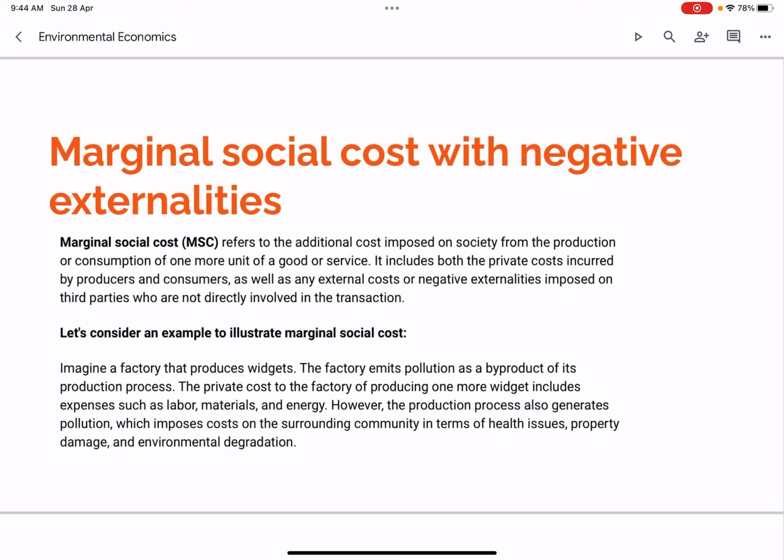However, we know that this production process would also generate pollution, which would impose a cost on the surroundings. So it is not enough for us to simply talk about the private cost. It has to be both the private cost as well as the negative externality cost, which could be in terms of health issues, property damage, environmental degradation, and so on and so forth, right?